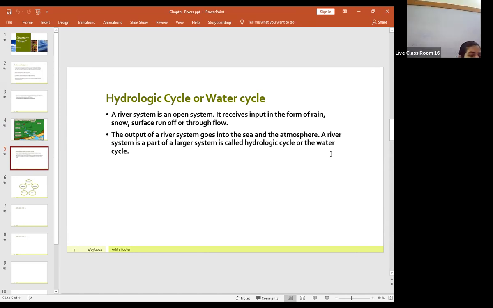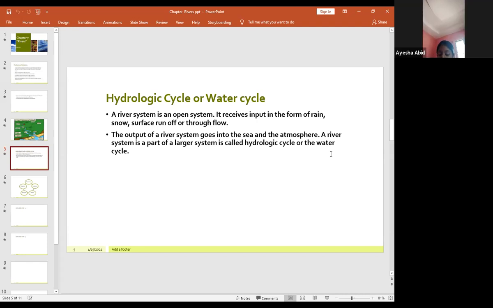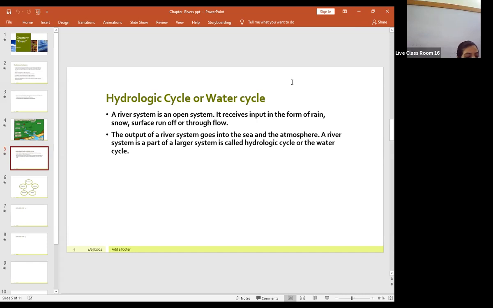Exactly. So now we are talking about how a river system is an open system. Definitely we can see that a river fills with rainwater, with snow, or the surface runoff or through flow. Generally, you must have seen glaciers melting. When glaciers melt, where does their water go? It comes into the rivers.